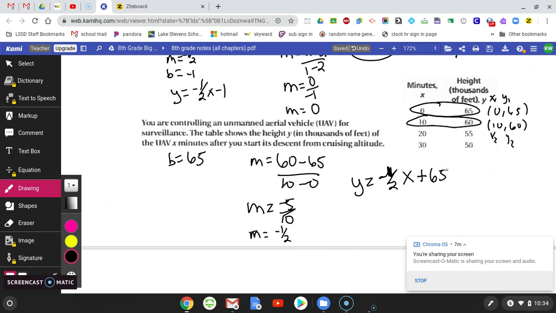So let's start with our y-intercept. Our y-intercept says that we're at 65,000 feet after 0 minutes. Okay, so before we started the descent, that's its starting height. So 65,000 is the starting height.